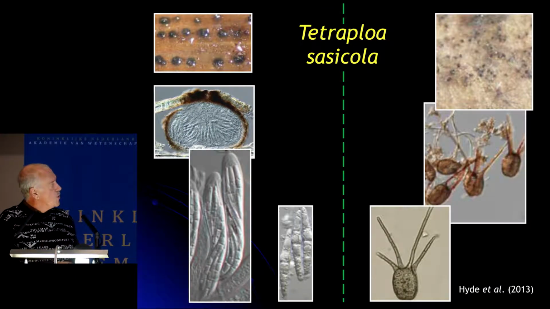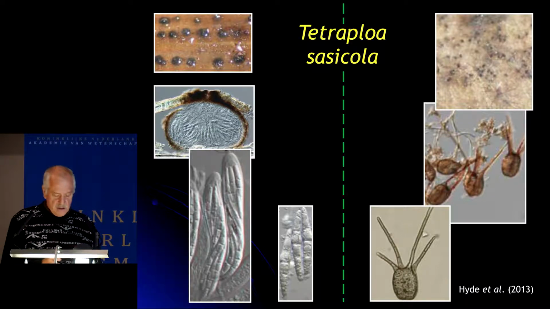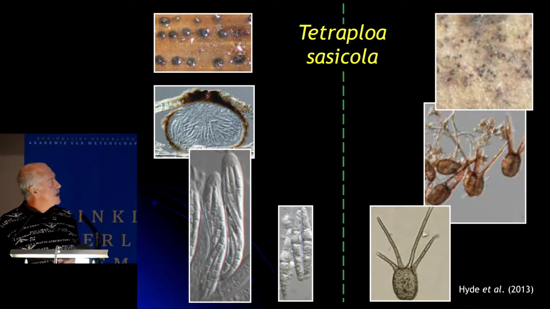If it has these spores, Tetraploa, it belongs in the Tetraplosphaeriaceae or something like that. If you look at the sexual state, you have no idea which family it belongs in. But if you've got this asexual state, you can use it to place it at the family level.